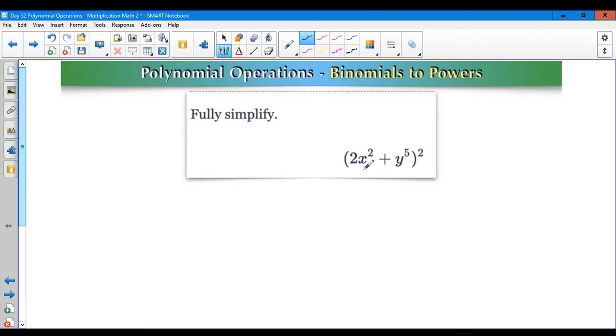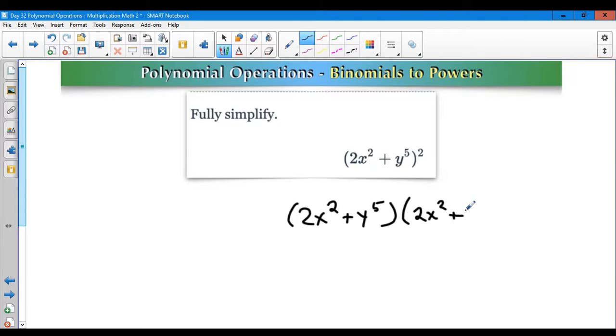I made a mess of this the first time. This time we're going to do it better. This is 2x squared plus y to the fifth, all taken to the second power. So the way to solve that would be to expand it, which simply means to write it twice.